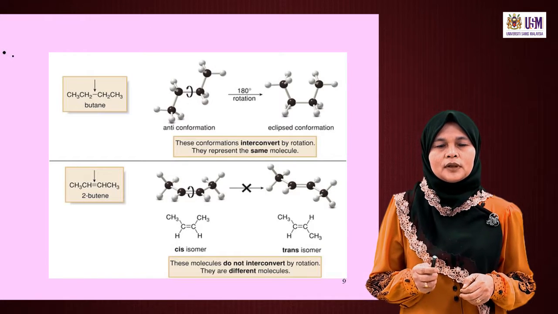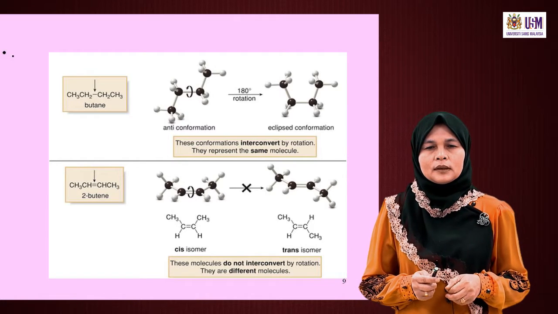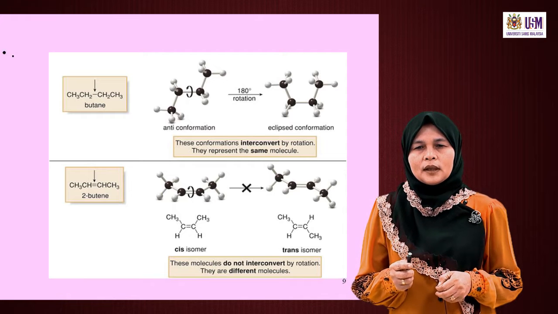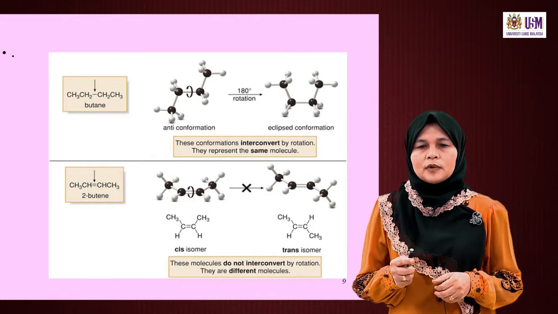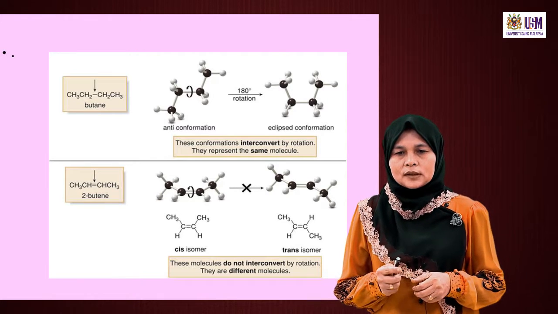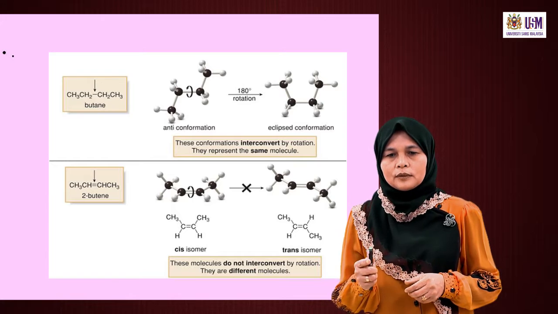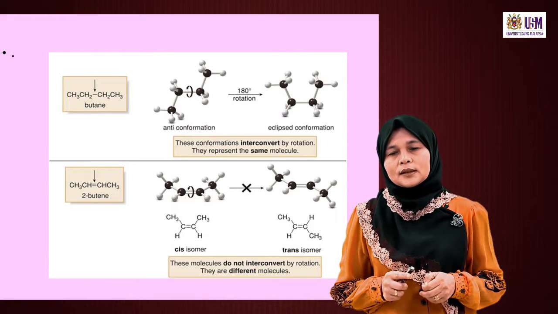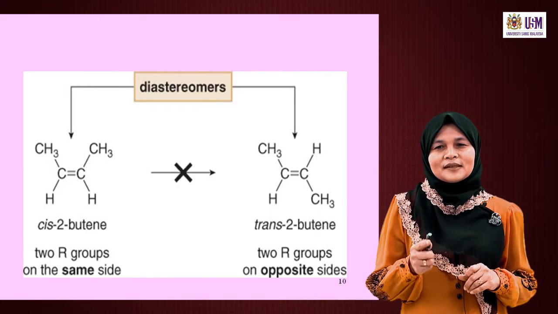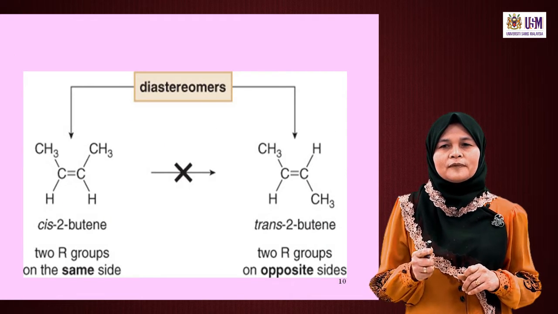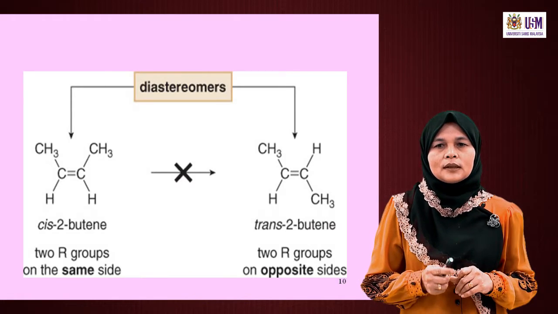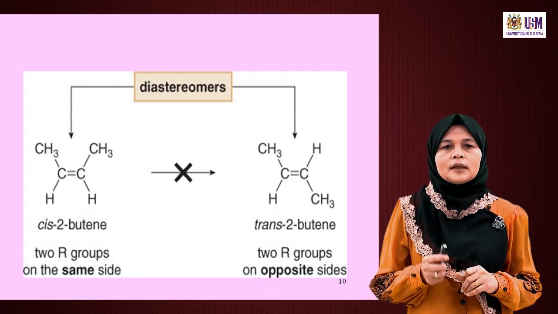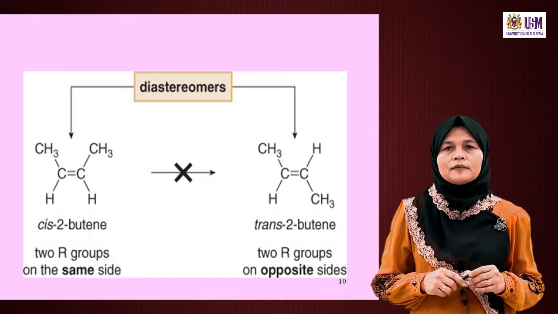Look at these two molecules, which are 1-butene and 2-butene. For 1-butene, these conformations interconvert by rotation and represent the same molecule. But for 2-butene, these molecules cannot interconvert by rotation, and they are actually different molecules, which are the cis isomer and trans isomer. Because of restricted rotation, two isomers of 2-butene are possible, which are cis-2-butene and trans-2-butene. They are actually diastereomers because they are stereoisomers that are not mirror images of each other.